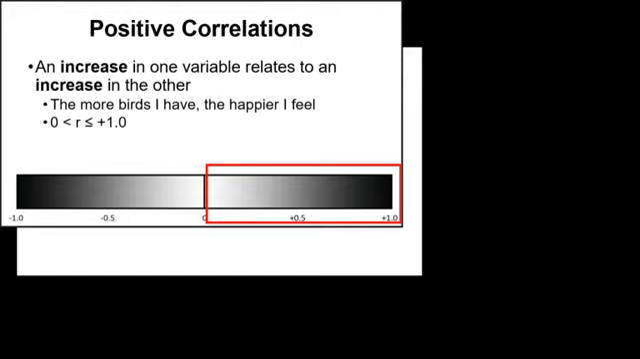So again, a positive correlation: an increase in one relates to an increase in the other. The more birds I have, the happier I feel. Or the more I study, the higher my grades. We're going to have a number that's larger than 0, but up to positive 1. So our R value will fall somewhere in there.